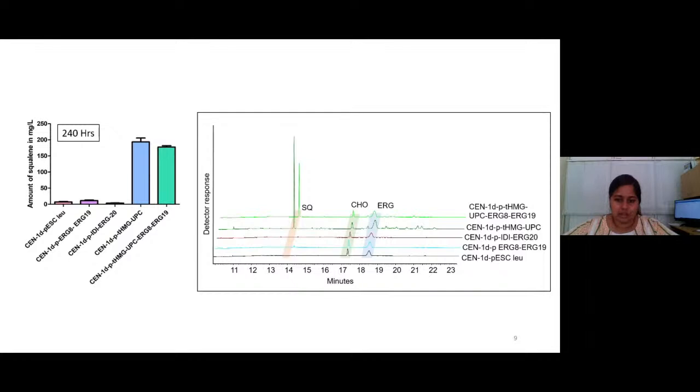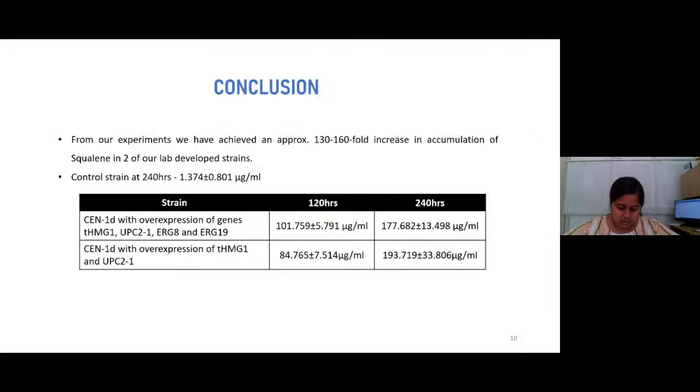So, in conclusion, we are currently at a point where we can confidently say that we have achieved a 130 to 160 fold increase in squalene accumulation in two of the lab developed strains. The control strain quantity at 240 hours was calculated to be 1.37 plus or minus 0.8 microgram per ml of squalene. And below given in the table are the values calculated for 120 hours and 240 hours for the double mutant and the THMG UPC21 mutant.